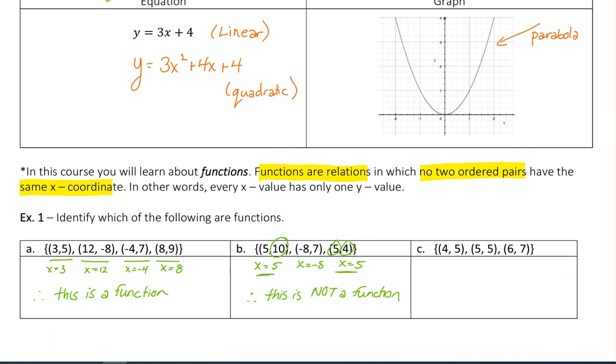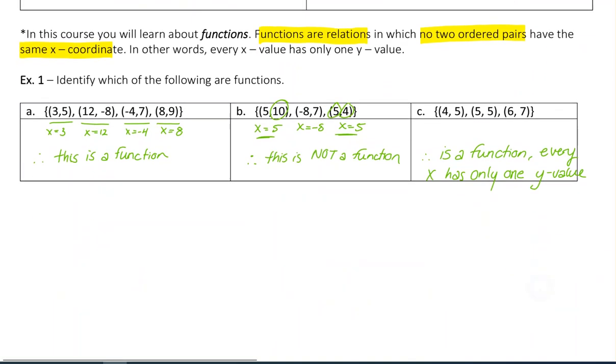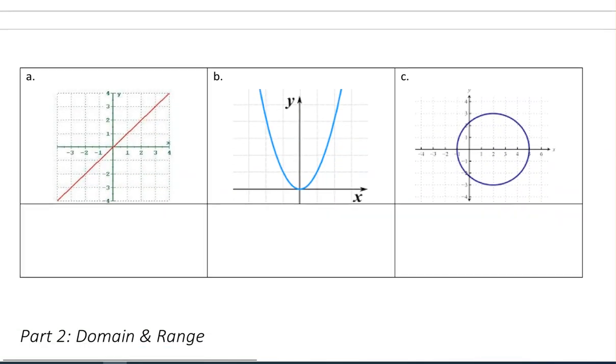Pause the video now and see if you can do example C by yourself. Okay, third example, hopefully you got the same answer. It is a function because every x has only one y value. So that is how you identify whether or not you are looking at a function with a list of ordered pairs. Now let's look at a graph.